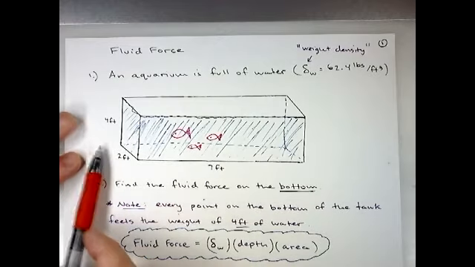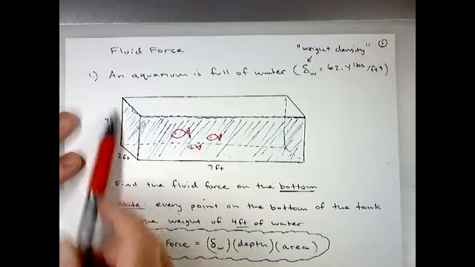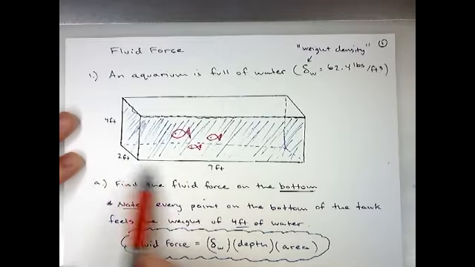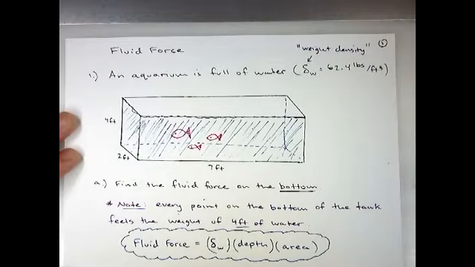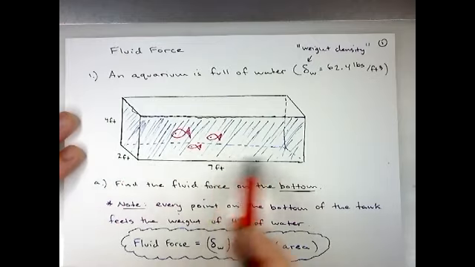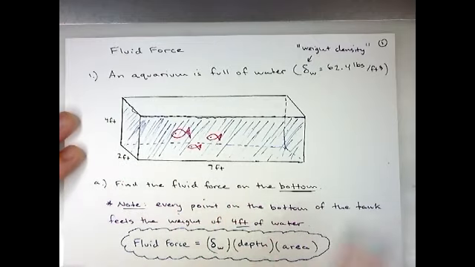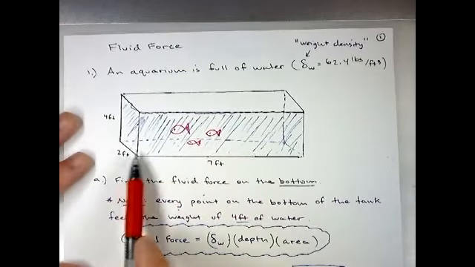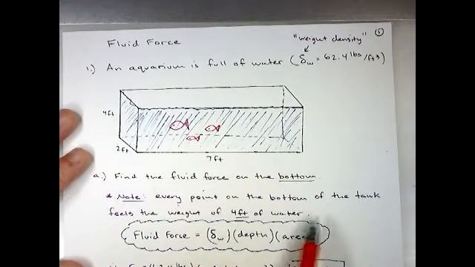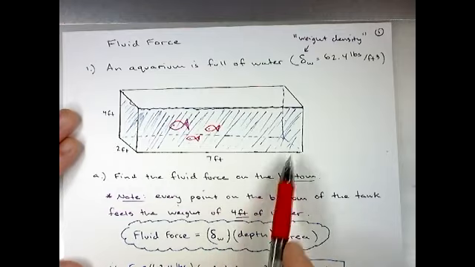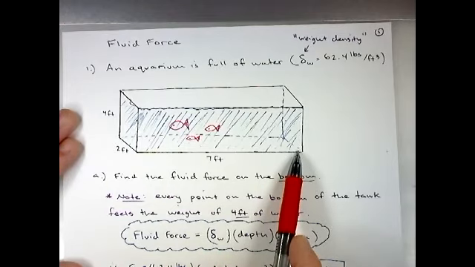Here's an aquarium that is 4 feet tall, 2 feet wide, 7 feet long, filled with water. We know the weight density of water is 62.4 pounds per cubic foot. And let's start by finding the fluid force that acts on the bottom of the tank. At the bottom of the tank, every point is 4 feet below the surface of the water, which means every point on the bottom of the tank is feeling the force of 4 feet of water above it.